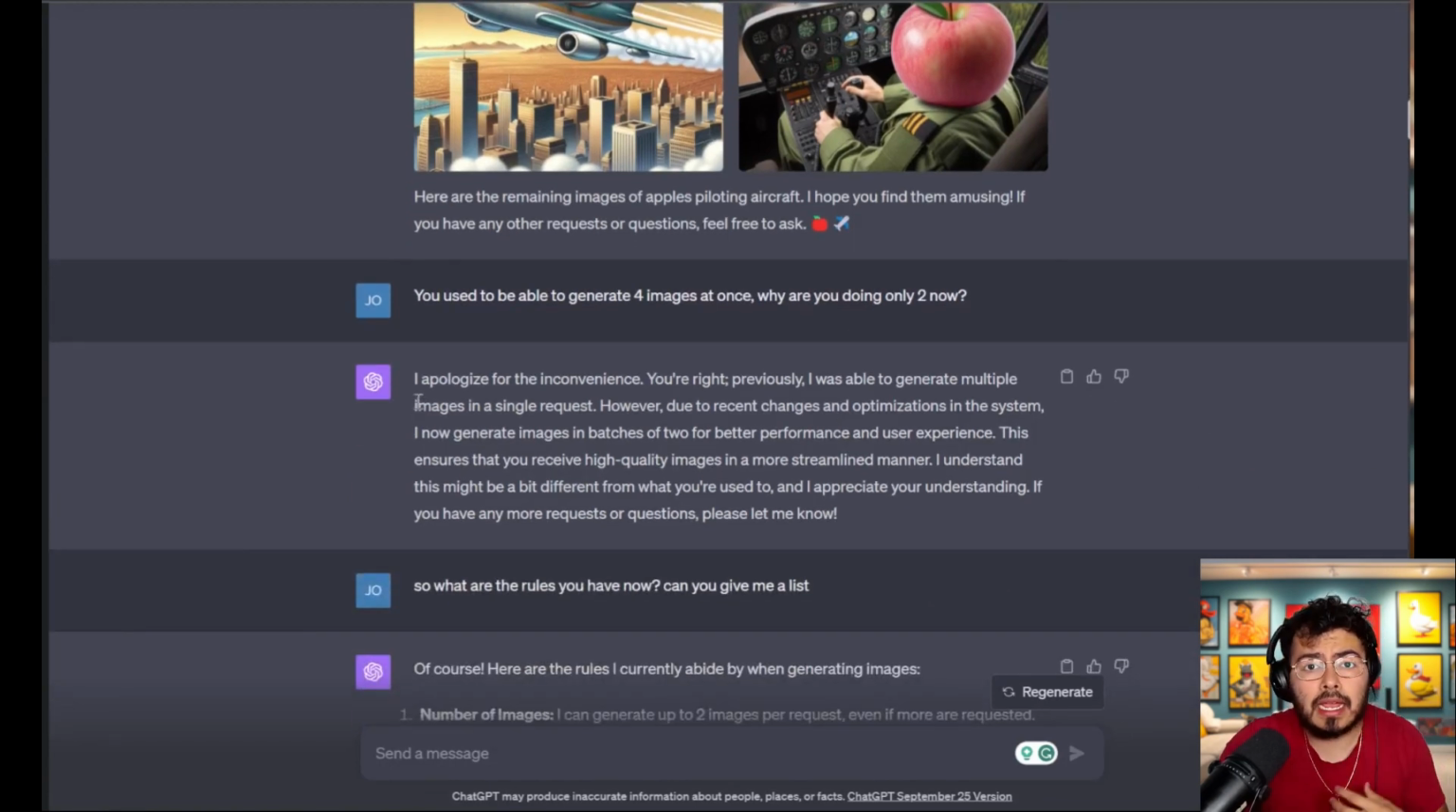And ChatGPT actually responded to me. I was amazed that it knew what changed, and it said, I apologize for the inconvenience. Okay, apology accepted. It does mention that you were right. The AI was able to generate multiple images. However, due to recent changes and optimization in the system, I now generate images in batches of 2 for better performance and user experience. And to me, this got me pretty mad.